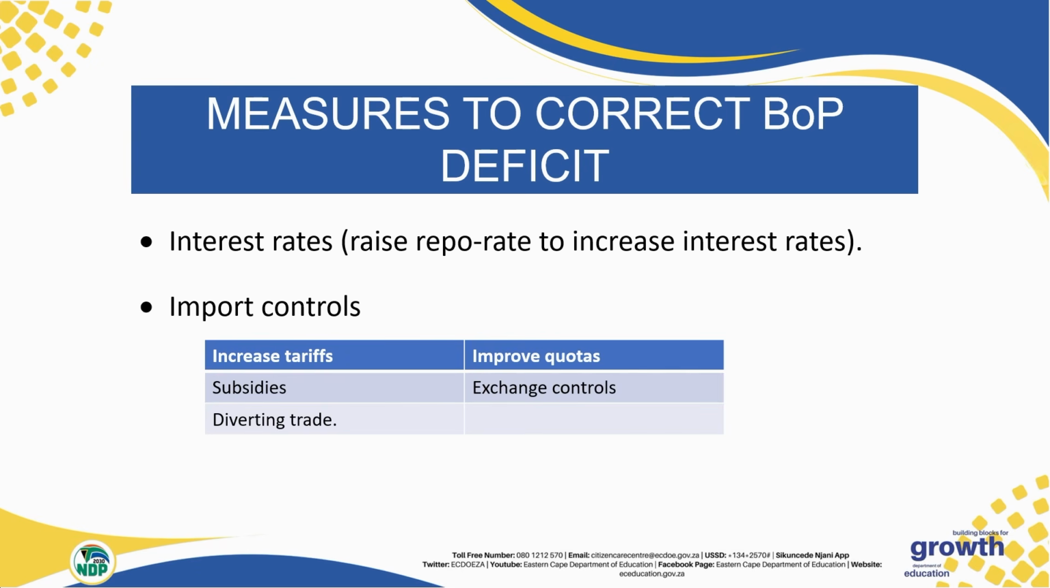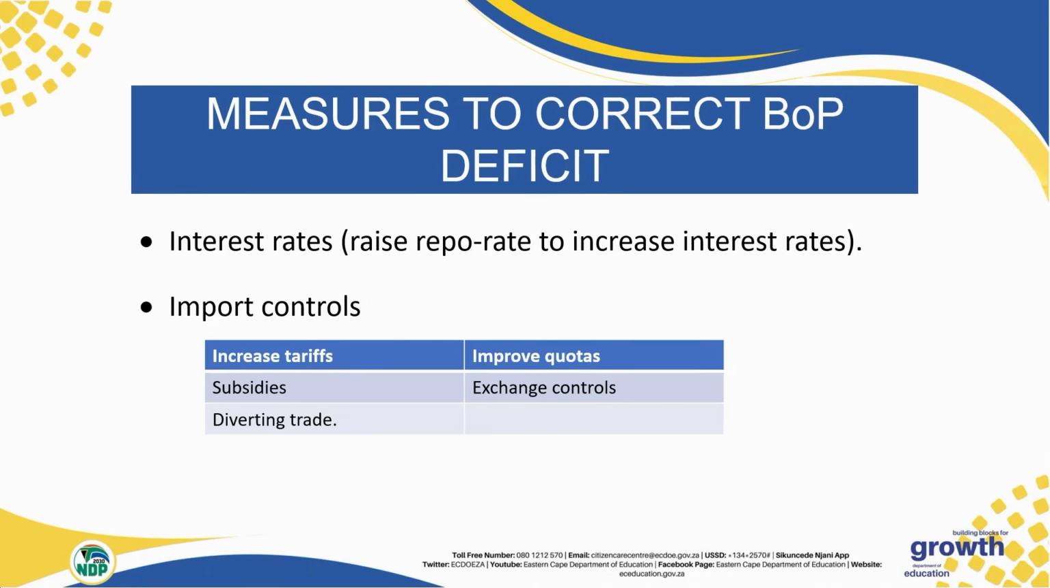So the next part talks about the import controls. In the case of import controls, we are trying to control the amount of goods and services that are bought from the rest of the world, so that within the borders of a country we can have our own productivity. So the first one talks about increased tariffs.